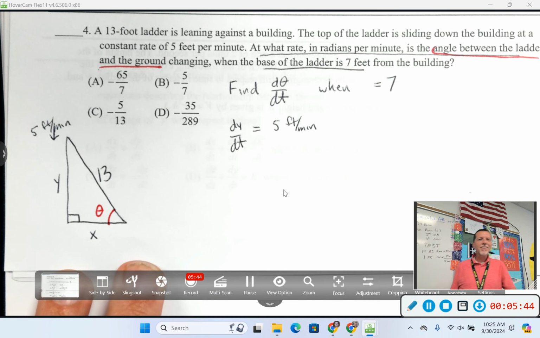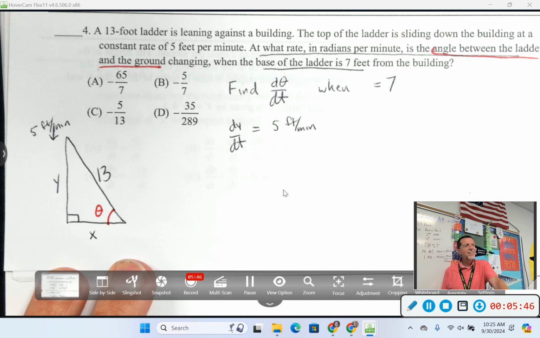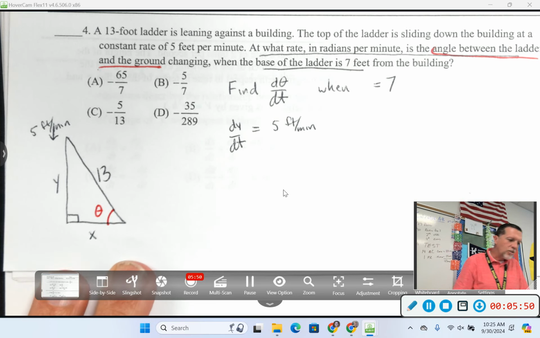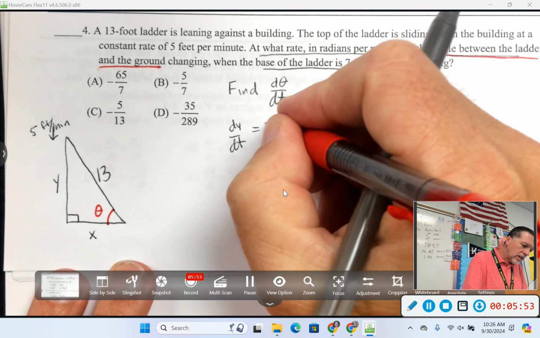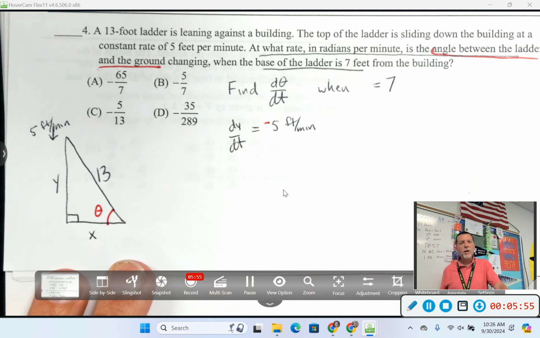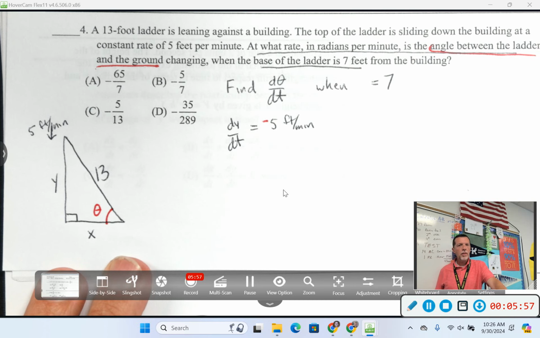Sort of. Why did I say sort of? It's negative. Y is shrinking, so dy dt is negative. Sometimes that won't matter, like in the end you look at your answer choices and they're all negative, so it might have been okay if you'd left that out, you'd have figured it out later.